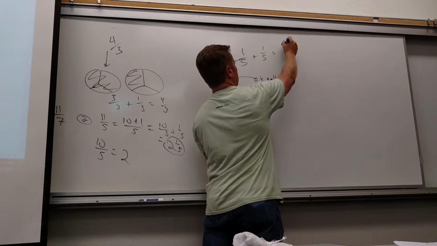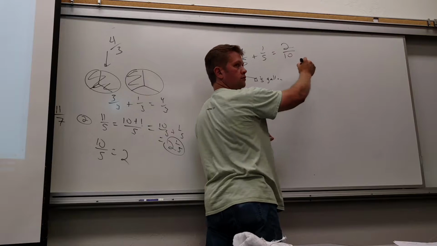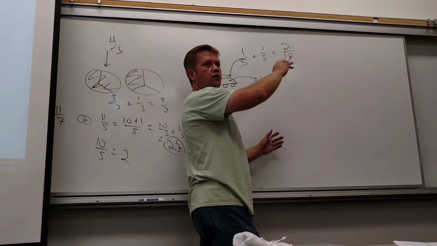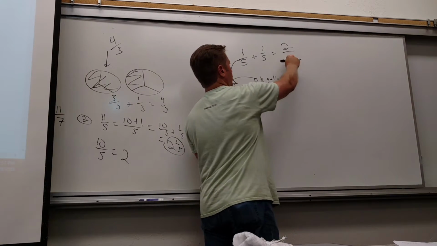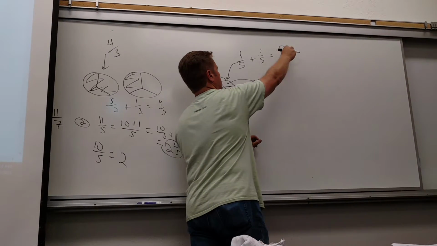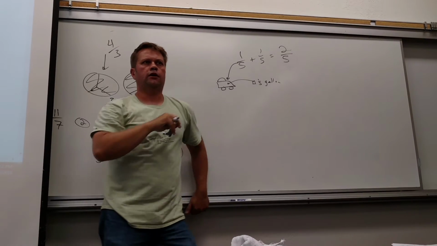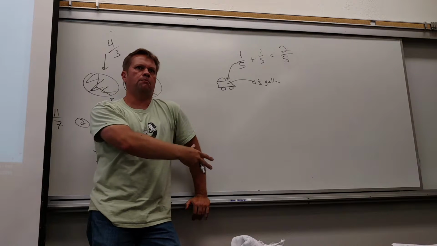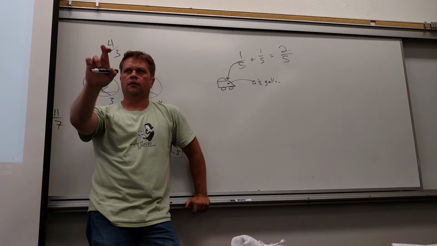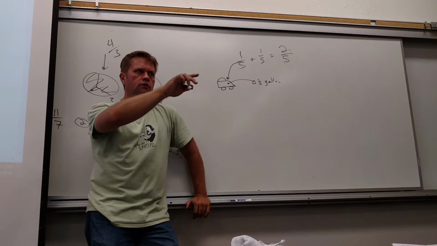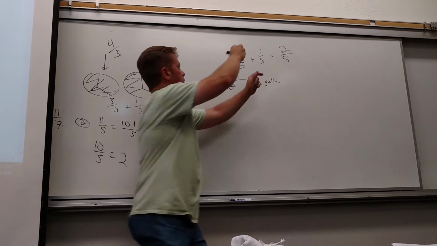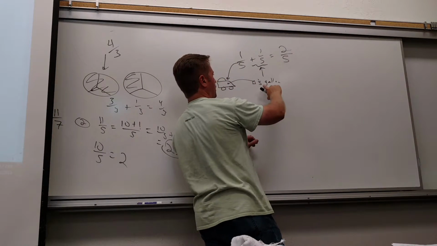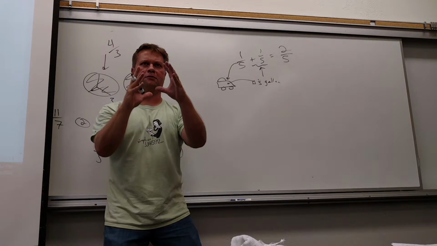So what I mean is, if I had one of these containers in, now where am I? 2/5. Do you understand why somebody would do this? Because their brain goes 5 and 5 is 10. But what's the actual reality? One of these plus one of these is 2 of these. The bottom doesn't change. The top is keeping track of how many of the bottoms you got.